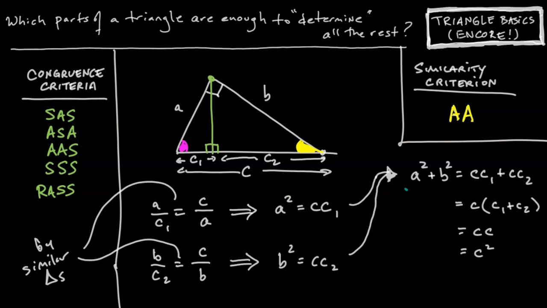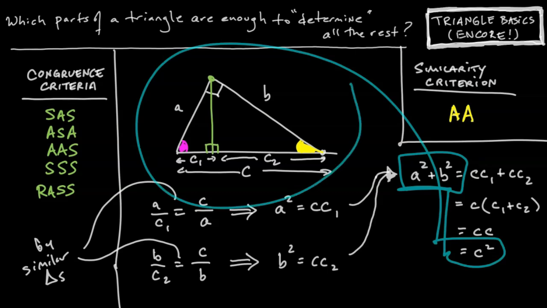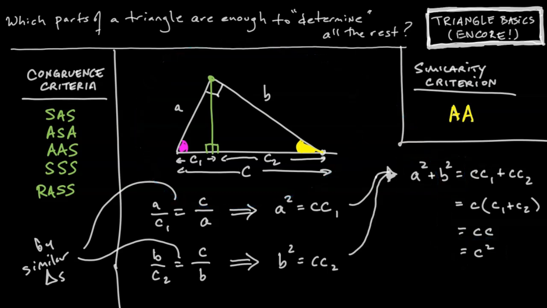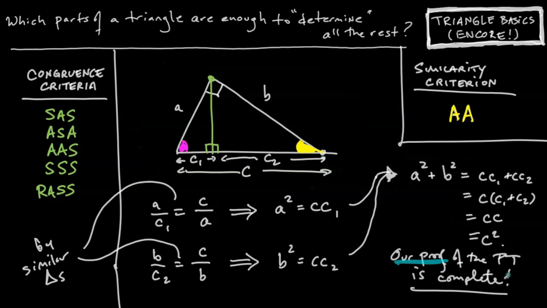So what have we shown? A squared plus b squared is c squared, when a and b are the legs of any right triangle and c is the hypotenuse. And our proof of the Pythagorean theorem is complete.